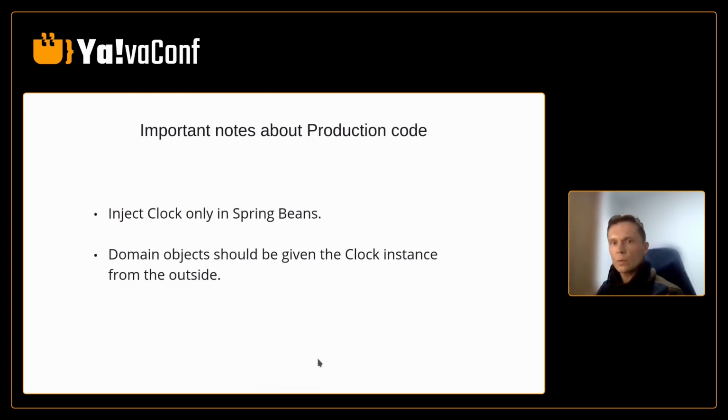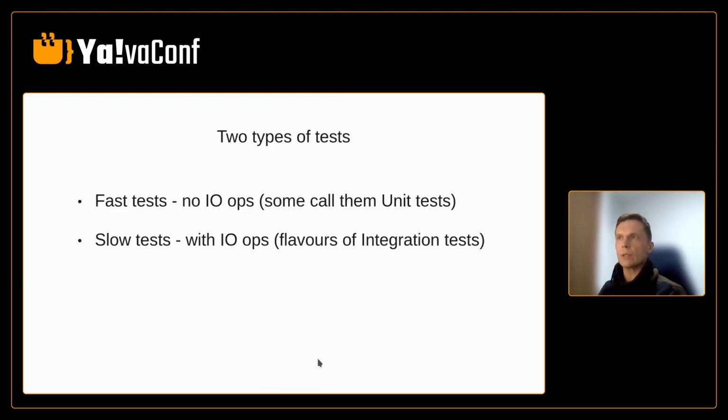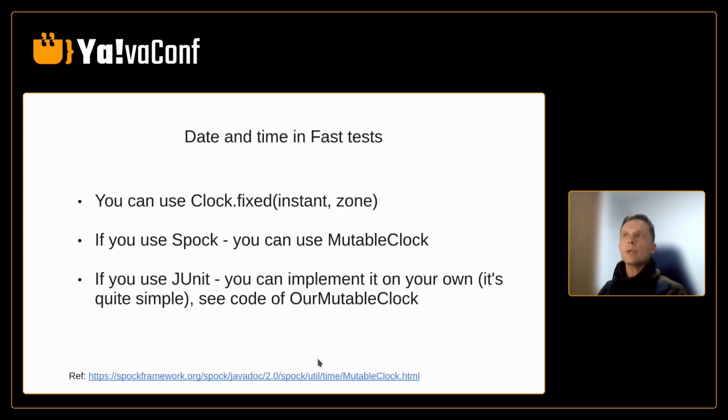Now let's switch gears. Let's move to the test code, because that's what was hitting us before. Now let's see what we can do with this. For the sake of this presentation, let's make a very simple definition. We will have fast tests, which I will call unit tests, and slow tests will be those that touch IO. Those are essentially flavors of integration tests. They are much slower. So those will be Spring tests. Let's talk about fast tests, unit tests.